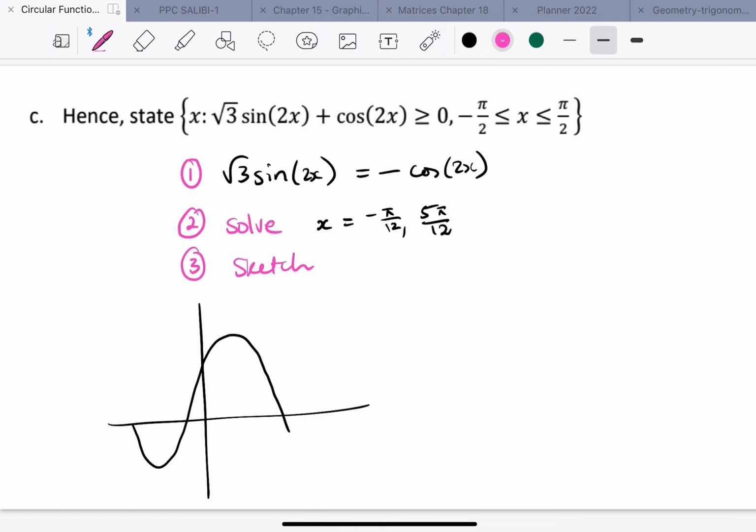So what we know is that when we solve these two equations, it's the same thing whether I solve it to 0 or I've taken it over to the other side. These are the points that I've gotten. And how does this help? Well, this is saying it wants to know when it's greater than 0, as in when is the graph positive? And we can see that the graph is positive above the x-axis. So that's in between these two x values. So the answer to this is that that graph will be positive when x is greater than negative pi on 12, but less than 5 pi on 12. So that's how you would solve inequalities using circular functions.